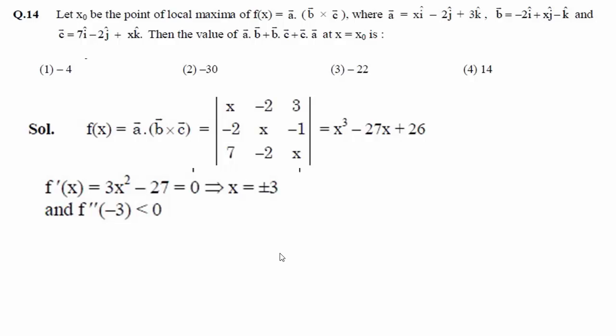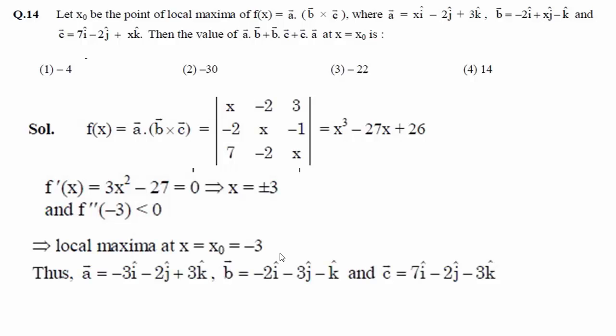f dash x equals 3x square minus 27 equals 0, which implies x equals plus or minus 3, and f double dash of minus 3 is less than 0. Therefore, local maxima at x equals x naught, which is minus 3. Thus, a bar equals minus 3i minus 2j plus 3k, b bar equals minus 2i minus 3j minus k, and c bar equals 7i minus 2j minus 3k.